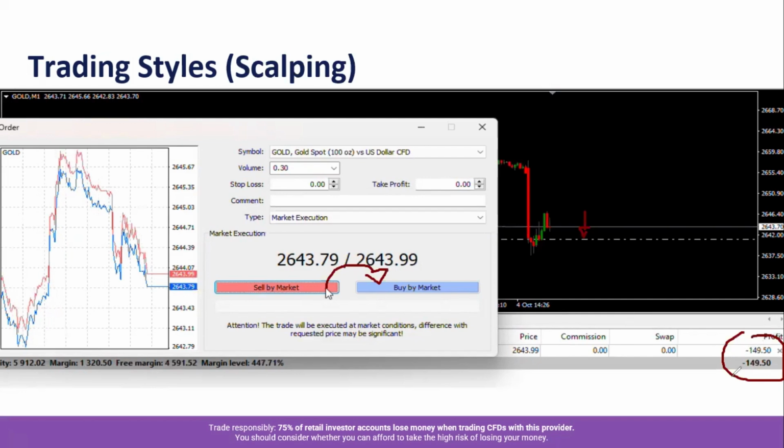I have a loss of minus $149. I was using 0.5 lot size here. Like I said, as a scalper, you have to use a big lot size. But I had to chip it down because of my margin. I have to reduce the volume or the lot size to 0.3. So let's continue with the video.